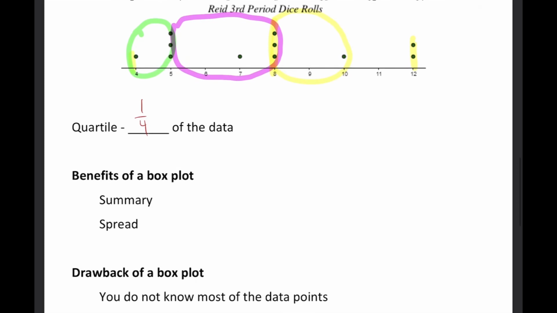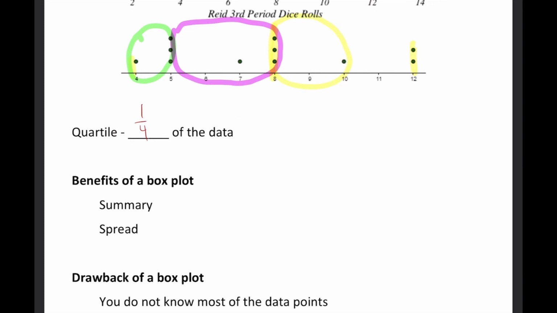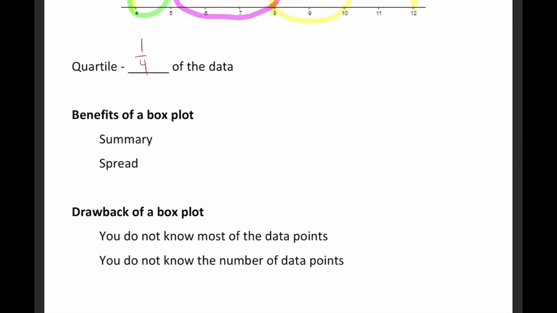All right, so the benefit of a box plot is that it's a summary. I can see really quickly what my overall data looks like and how it's spread out. I can see the spread of the data and the shape of the data very easily. If there's an outlier, I can see that very easily. The drawbacks of box plots are that I don't know most of the data points, and I don't know the number of data points I have.